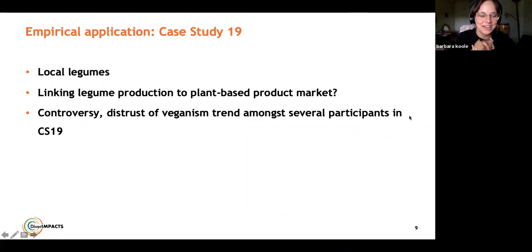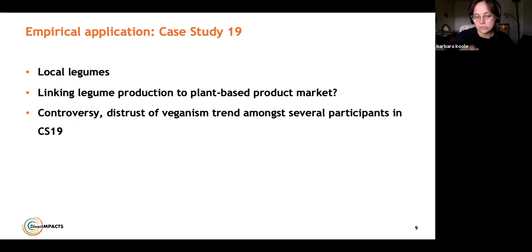Now we'll go to an empirical application in case study 19, which is focused on local legumes in Skåne, the southernmost province of Sweden. And this is a case study that, as all DiverIMPACTS case studies, focuses on diversification, but in this case specifically on the promotion of incorporating more local legumes in the crop rotations in the region, as well as in the local consumption patterns in the region.